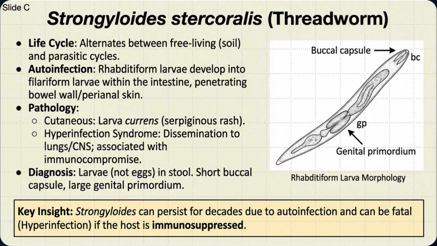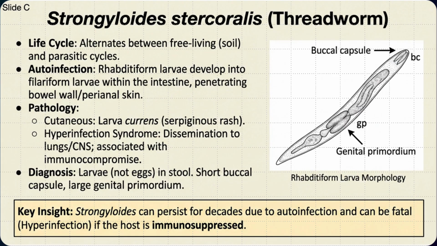Exactly. And you have to differentiate those larvae, specifically the rhabditiform larva stage. You do that by looking at the mouth structure, the buccal capsule. Okay, walk us through the morphological difference. You need to focus on the length of that buccal cavity under high power. Strongyloides has a very short buccal capsule. It looks like just a tiny little opening. And the hookworm? Hookworm larvae have a long buccal capsule.